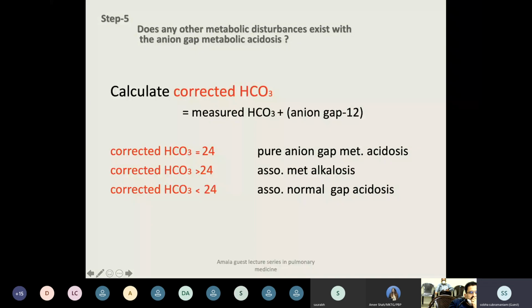If the corrected bicarb is 24, that means there is purely anion gap metabolic acidosis. If it is more than 24, that means there is an associated metabolic alkalosis. If it is less than 24, there is another acidosis, that is, normal anion gap acidosis. I will come to the delta gap later. So this tells you what associated metabolic disturbance is there along with the anion gap metabolic acidosis.